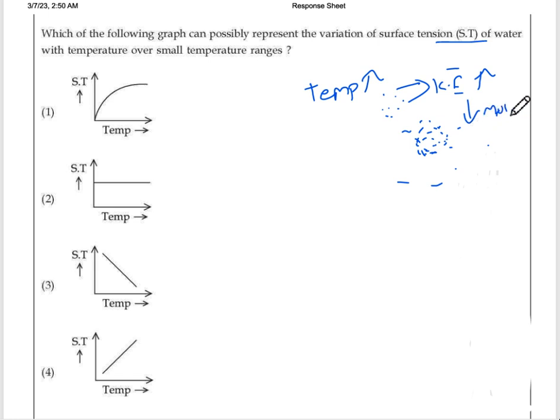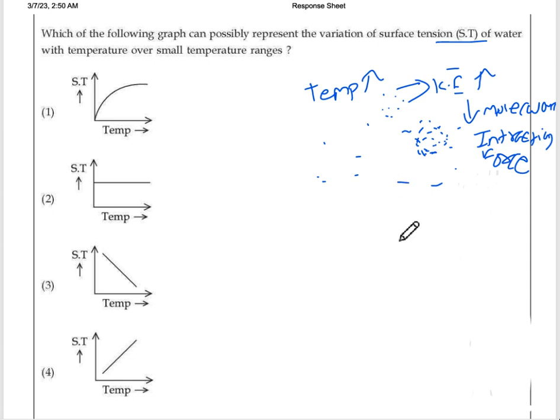Their molecular interaction force decreases. If temperature increases, the kinetic energy of the particles will increase, so the particles will move here and there, and their molecular interaction force automatically decreases. If the molecular interaction force decreases, the surface tension will break down.